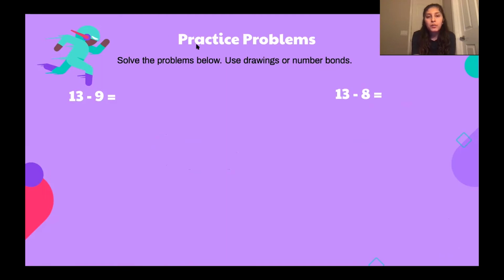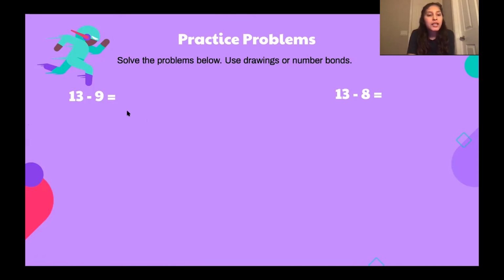Okay, the practice problem. Solve the problems below using drawings or number bonds, but like I said, you can use the count on method if you want. Okay, so copy these two problems, 13 minus 9 equals and 13 minus 8 equals and then go ahead and solve them using one of the strategies, and then once you have solved them, you can hit unpause so that you can compare your work and your answers to mine, okay?